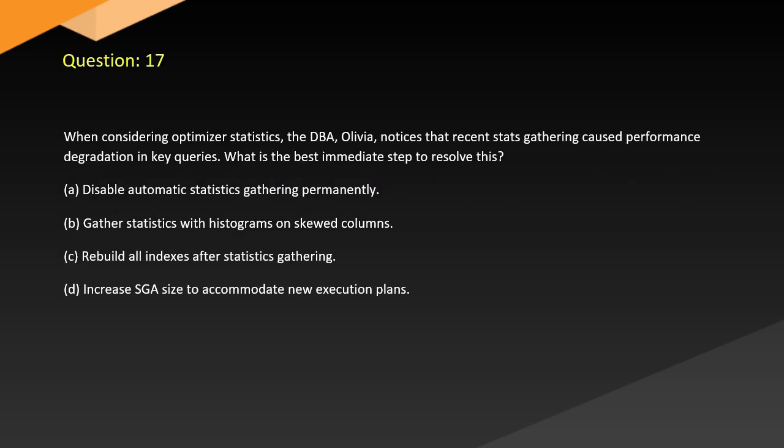Question 17. When considering optimizer statistics, the DBA Olivia notices that recent stats gathering caused performance degradation in key queries. What is the best immediate step to resolve this? A. Disable automatic statistics gathering permanently. B. Gather statistics with histograms on skewed columns. C. Rebuild all indexes after statistics gathering. D. Increase SGA size to accommodate new execution plans.